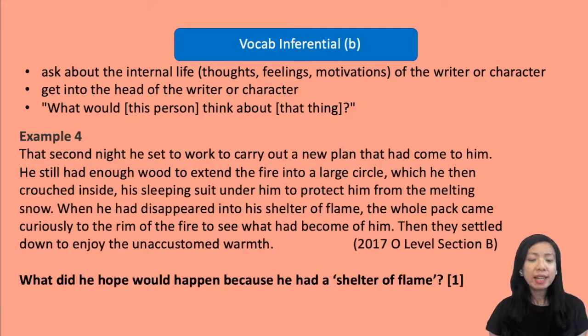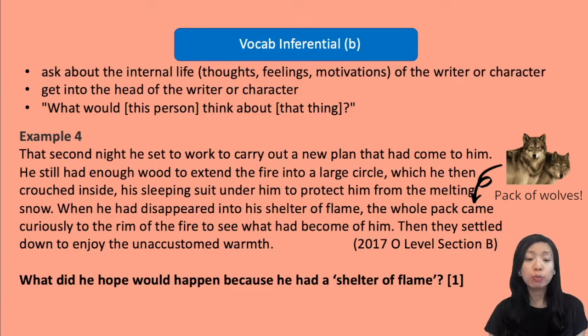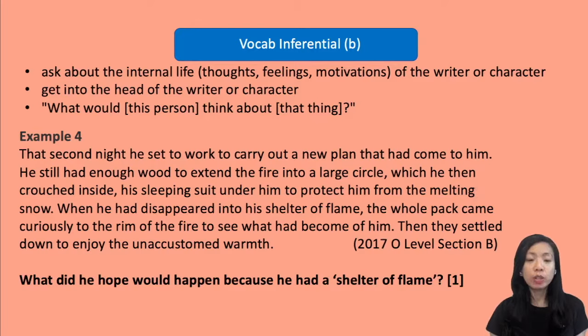That second night, he set to work to carry out a new plan that had come to him. He still had enough wood to extend the fire into a large circle, which he then crouched inside, his sleeping suit under him to protect him from the melting snow. When he had disappeared into his shelter of flame, the whole pack came curiously to the rim of the fire to see what had become of him. Then they settled down to enjoy the unaccustomed warmth. What did he hope would happen because he had a shelter of flame? So this is taken from the 2017 O-level paper.